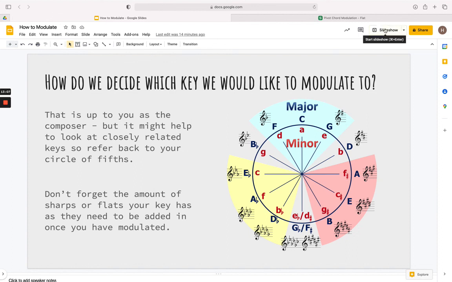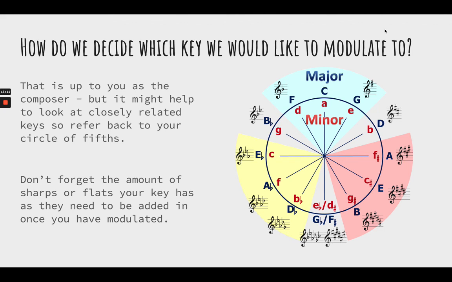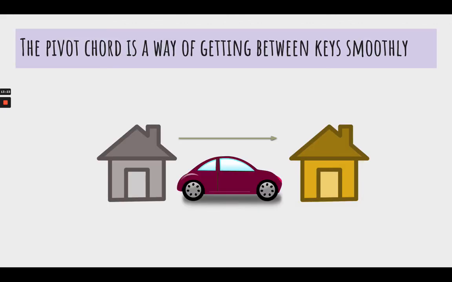If you're a bit stuck, don't worry so much. Go back through this video, you can pause it and go back to the beginning so that you really understand how to modulate and what pivot chords are. So just to go over why they are important in modulations is because our pivot chord, remember our pivot chord is like the car, the means of getting from one key to another.